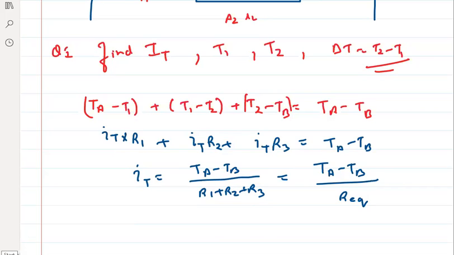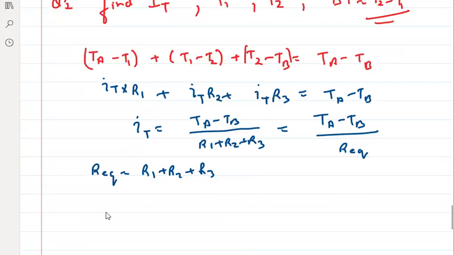Can I say something like this? Don't you think this is the same as what we have studied in electric current? So R equivalent is equal to R1 plus R2 plus R3. Yes or no? Anyone have any issue in this? Got it?